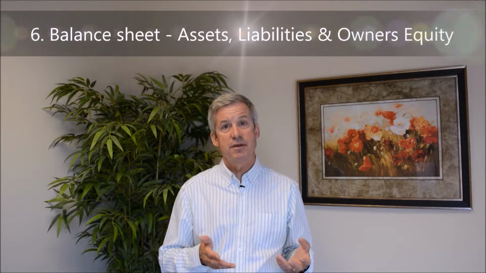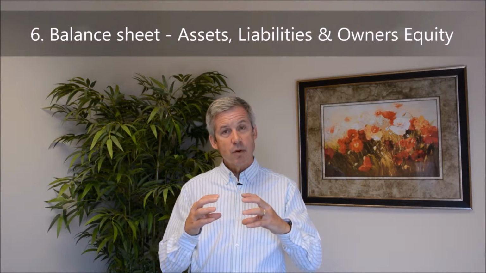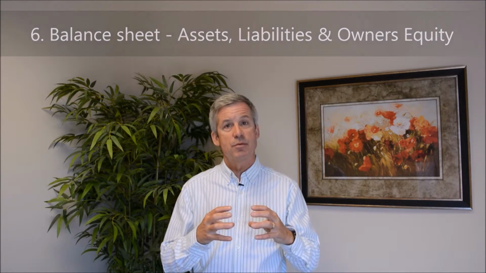Number six, the balance sheet showing the assets and the liabilities and the owner's equity. It's important that they can see the capital structure of your business to understand exactly what the balance sheet looks like, what the assets are, what the liabilities are, and whether those liabilities are assumable.